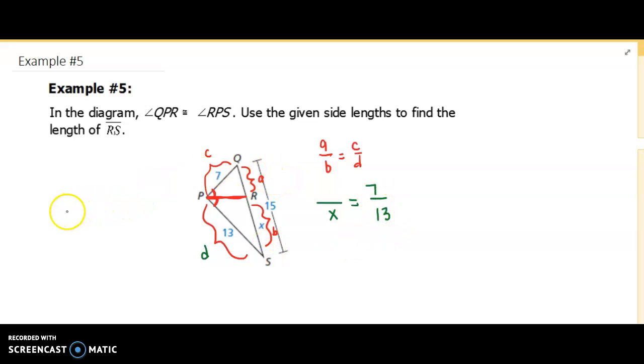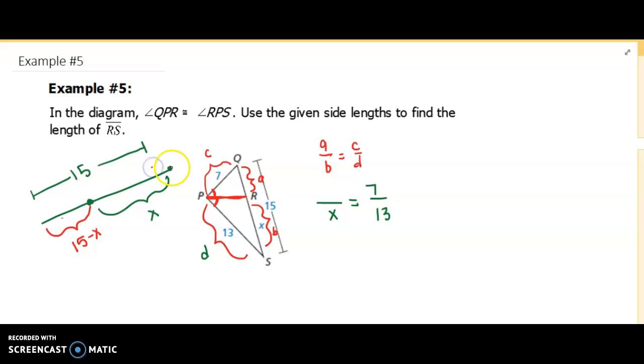So we have this whole thing is 15. And I know this piece here, from here to here, is X. How do I find this length? What expression do I have that represents this length here in red? Wouldn't this be 15 minus X? This whole thing's 15, and this piece here is X. This is whatever's left over of 15, so 15 minus X.